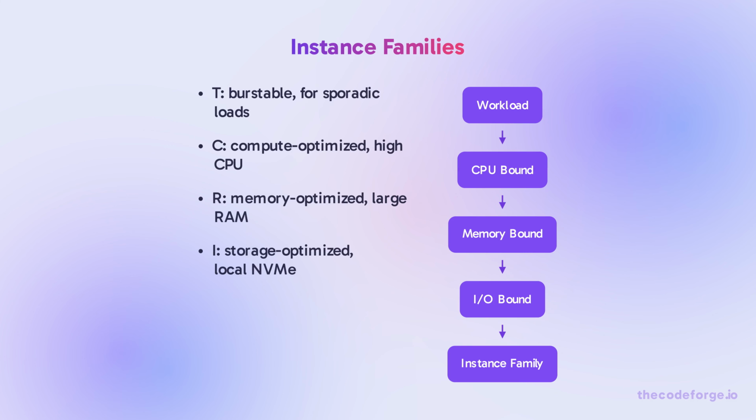Amazon Web Services divides instance types into families based on resource ratios. T-Series is burstable, great for dev/test, but dangerous for production. C is for compute-heavy tasks, R for memory-intensive apps, I for high I/O. Pick wrong, and you either overpay or underperform.